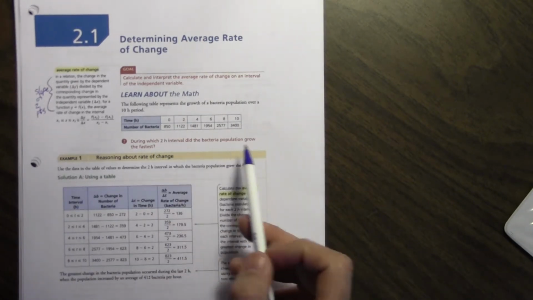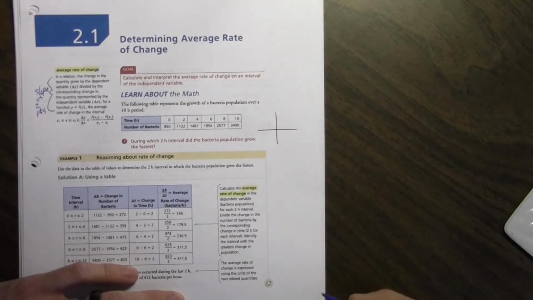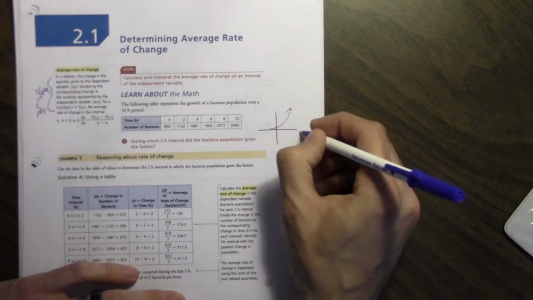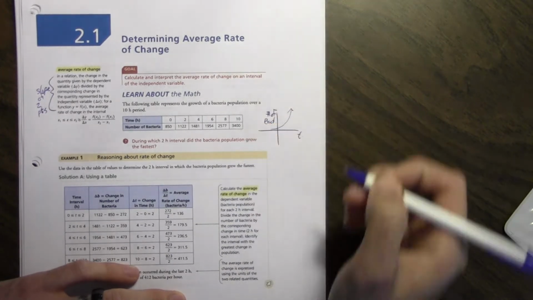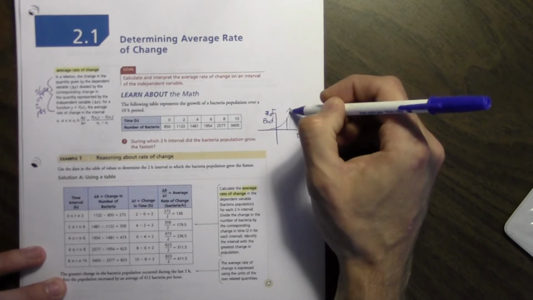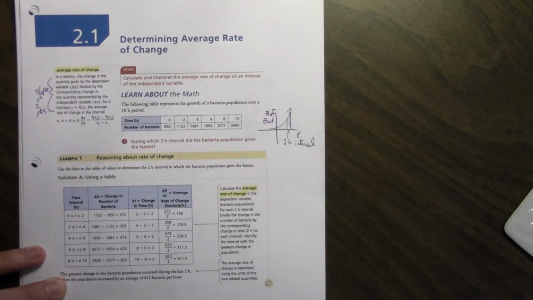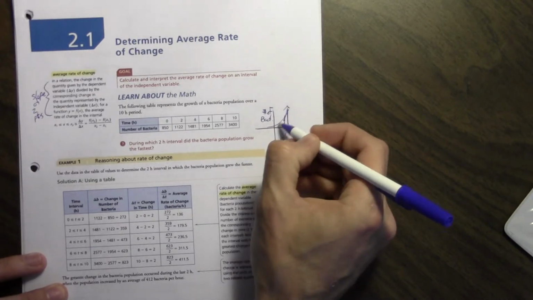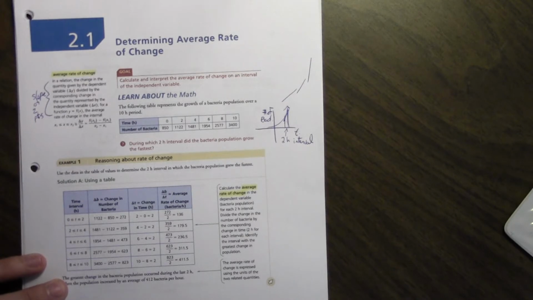During which 2-hour interval did the bacteria population grow the fastest? Just by roughly knowing that this is an exponential growth pattern, you're going to see something like this, right? Okay, where this is time and this is our number of bacteria. So right away with any exponential graph, we know that the time in which they increase the most is going to be the last 2-hour interval. Okay, because that's the time at which the slope is the greatest, right? The slope is kind of going like this, right? If we think of it in straight lines.